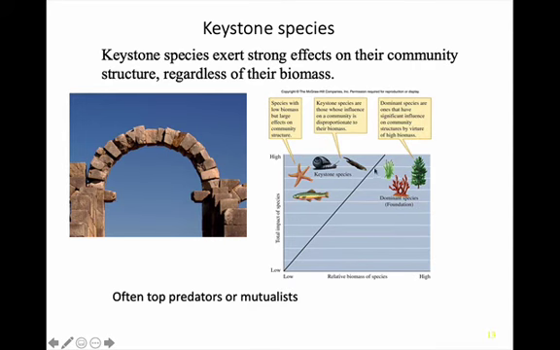Keystone species are often top predators or mutualists, and our first studies of keystone species involve top predators. So here are two food webs, one from the coast of Washington State up here and one from the Gulf of California down here. And here is a keystone predator. So this is a starfish. This is a second keystone predator.